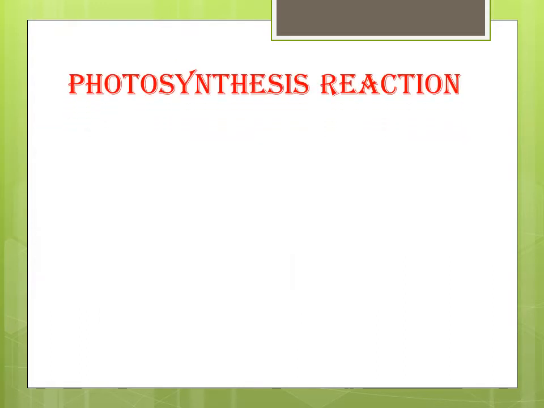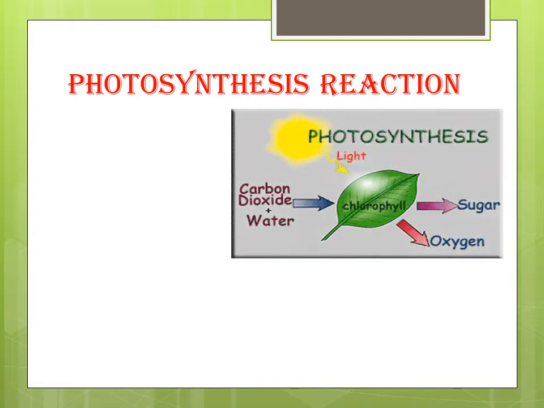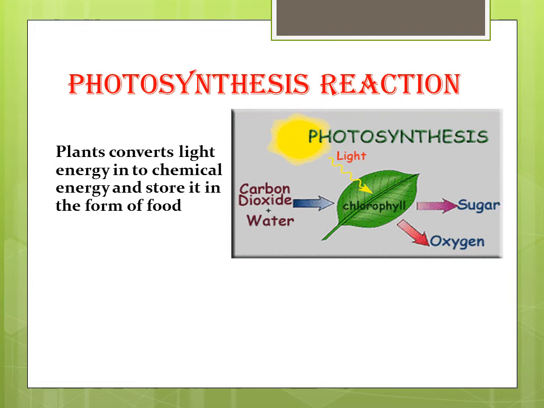So students, let us learn photosynthesis reaction. Plants make their food in their leaves with the help of sunlight and chlorophyll, using water and nutrients from the soil and carbon dioxide from the air. This process is called photosynthesis. Plants convert light energy into chemical energy and store it in the form of food.